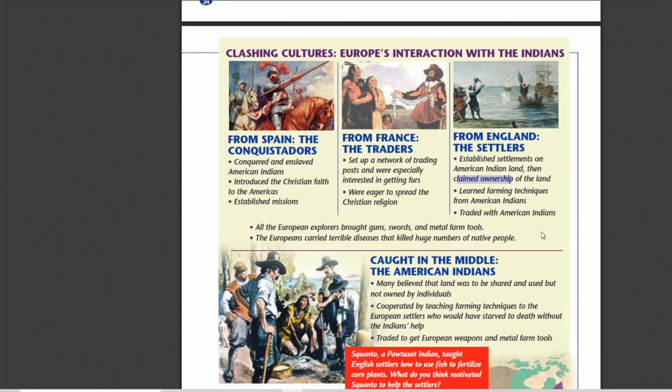Okay, so what you have to understand is that the American Indians looked at land very differently than the Europeans. Europeans look at land like we do. Your parents buy a house on some land. That's their land. That's their property. Nobody can come and start building a house in your parents' backyard. It's not allowed. That's their land. They get to decide what goes on in their backyard, not somebody else.